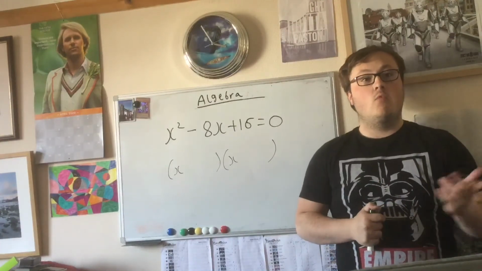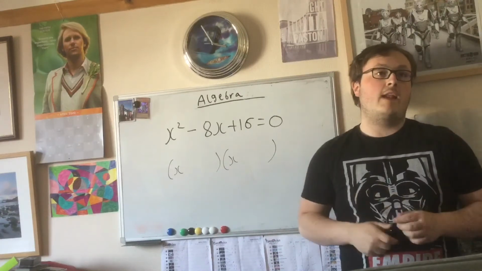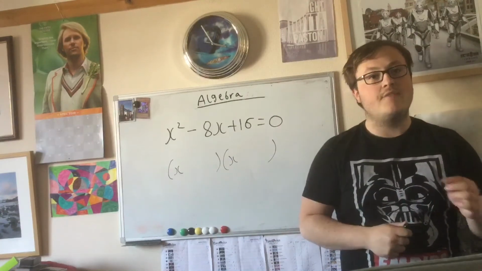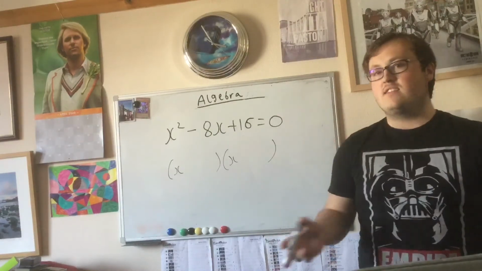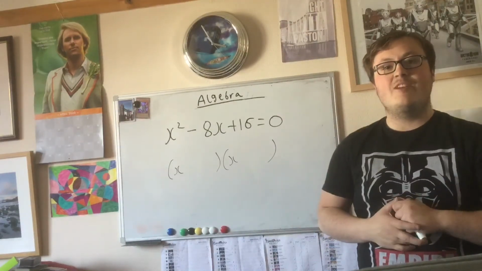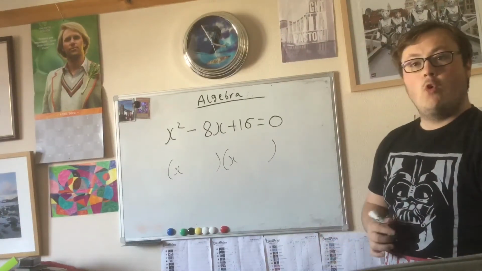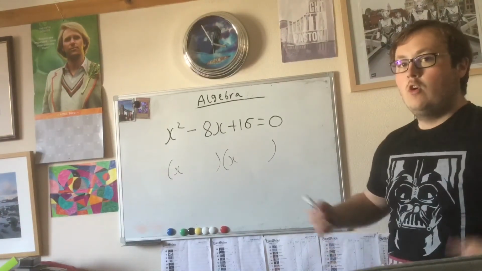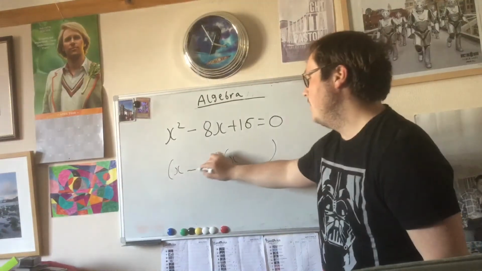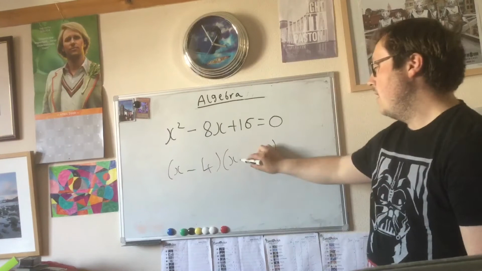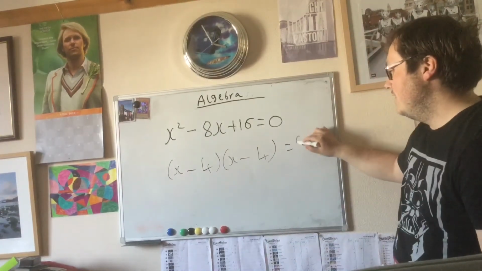So let's first look at 1 and 16, or negative 1 and negative 16. When added together, that gets us negative 17, so it doesn't work. What about negative 2 and negative 8? When added together, that gets us negative 10, so that doesn't work either. What about negative 4 and negative 4? Well, that added together does get us negative 8. So we put a negative 4 here, and a negative 4 here, and that will all equal 0.